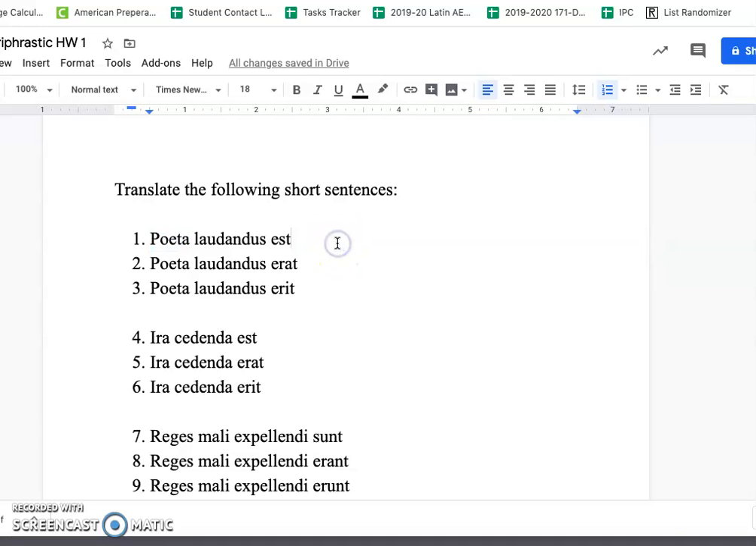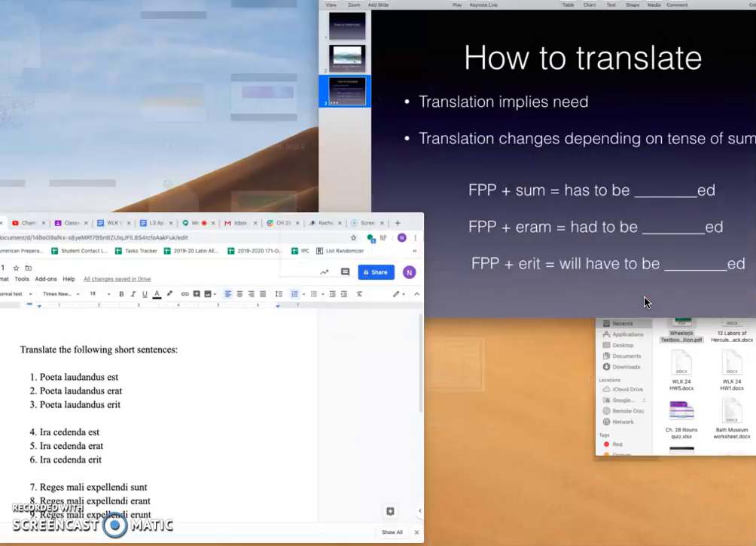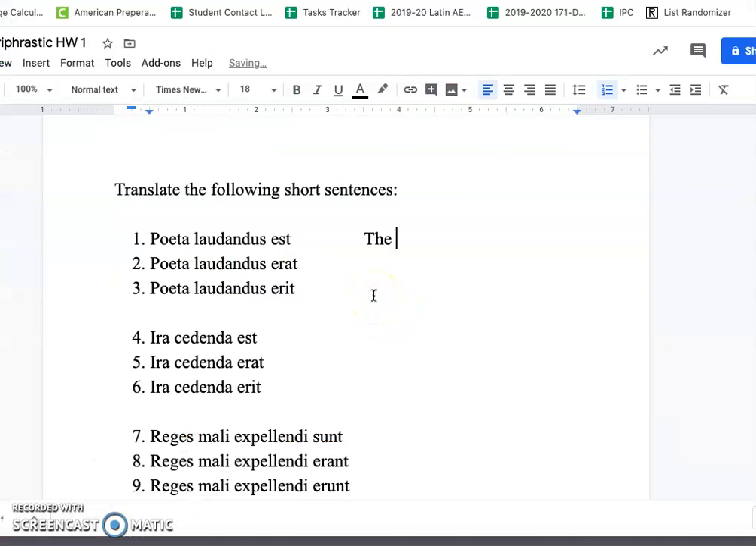Because these are all passive constructions, the subject is the thing that receives the action of the verb. Poeta laudandus est. So, again, if you remember from our notes presentation, we're going to say the subject, the poet, and then present tense of sum has to be, in this case, praised. So you would type in the poet has to be praised, or you could also say must be praised.